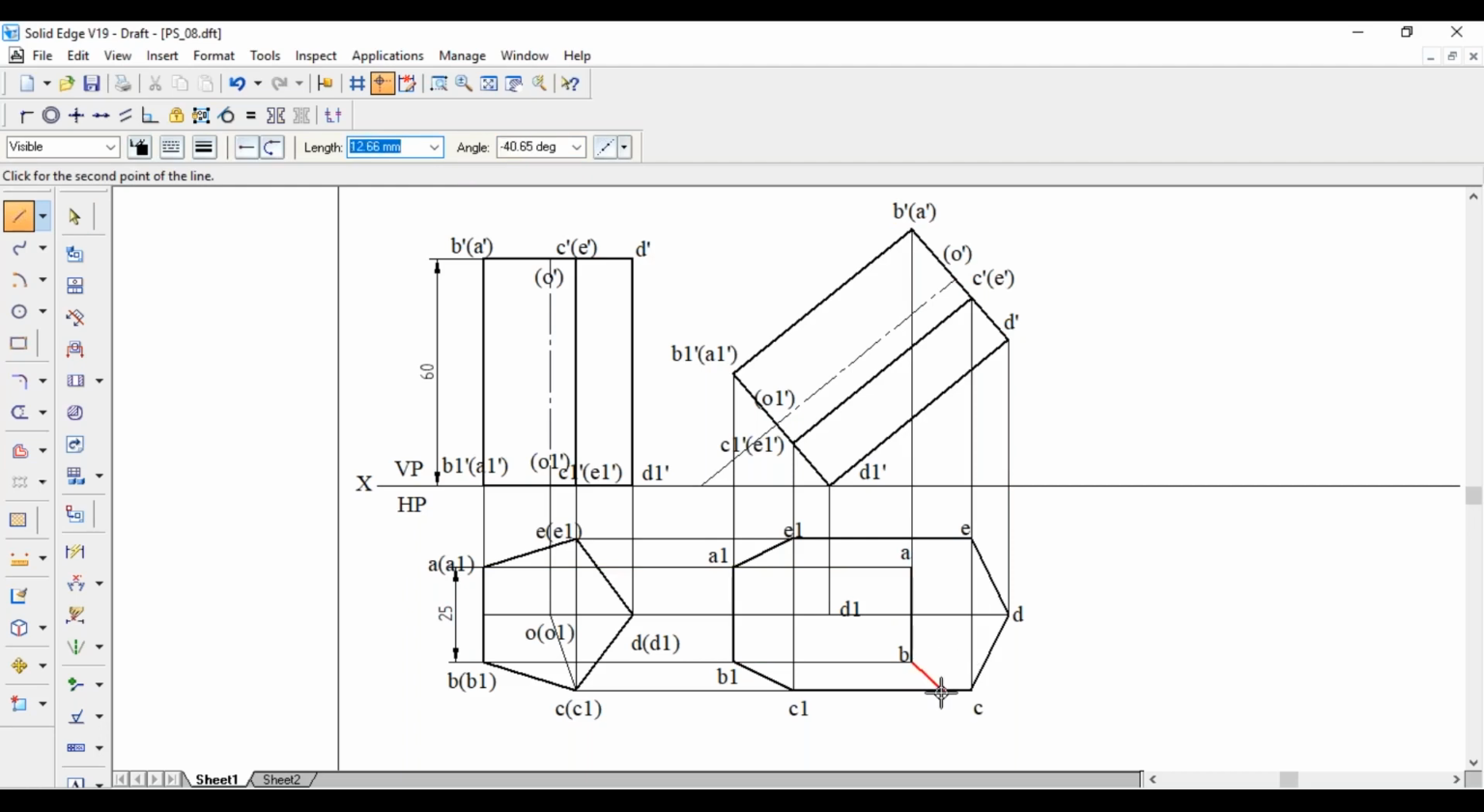Next, BC and AE. B dash C dash is this one. Behind that one, A dash C dash is there. That is also nearer to the observer, visible. Join that one with continuous dark lines.